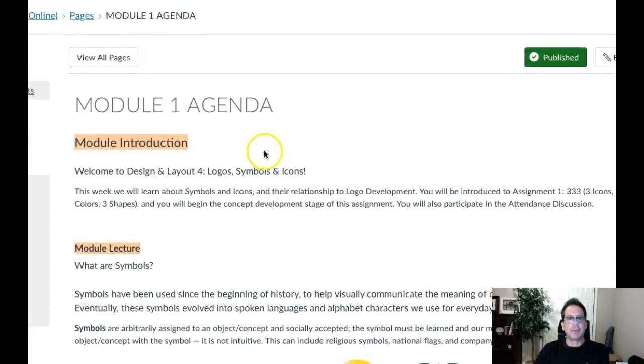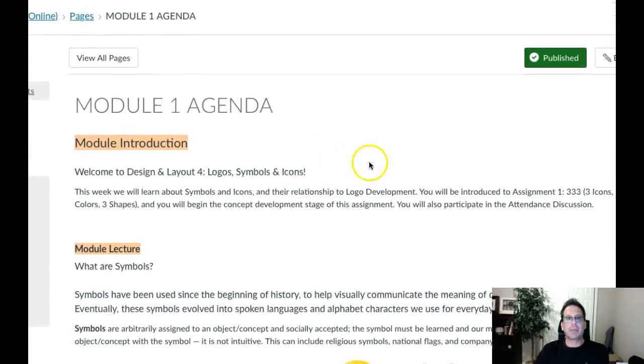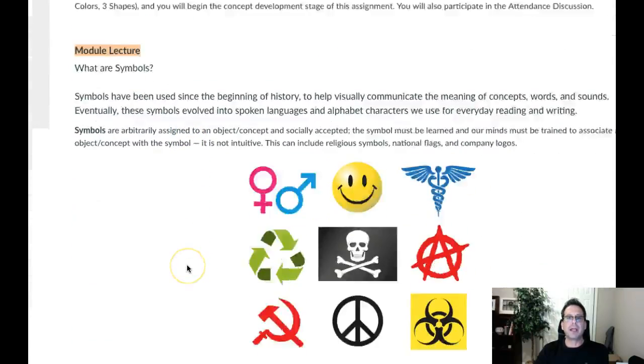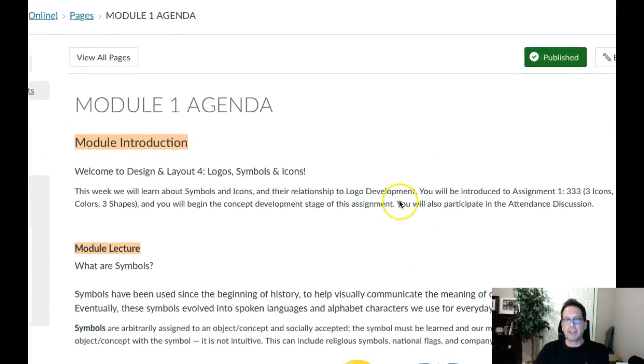Okay, I want to go through module one and just kind of go through the lay of the land, so to speak, and also the assignments and the discussion board for attendance. So, module one introduction. What are we talking about in module one? We're talking about symbols and icons and how they relate to logos.